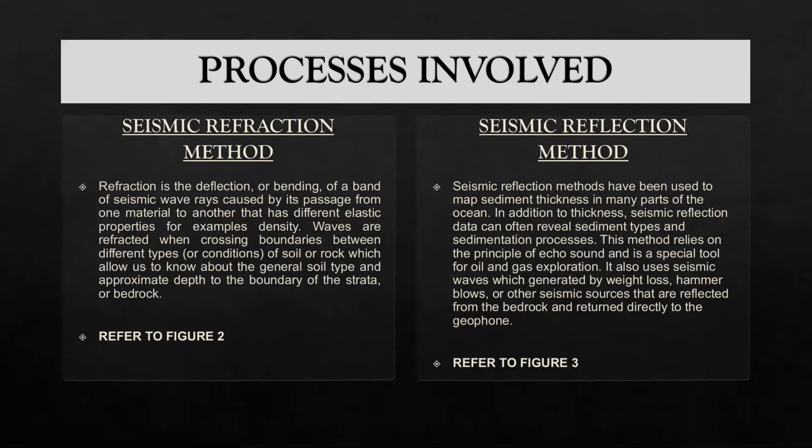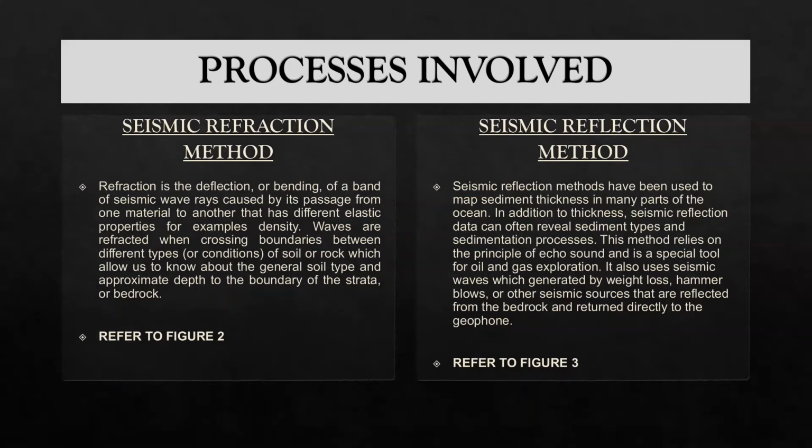The process involved to obtain data on petroleum and the condition of the rocks mechanics are: first is seismic refraction method. Refraction is the deflection or bending of seismic waves caused by its passage from one material to another that has different elastic properties, for example, density. Waves are refracted when crossing boundaries between different types or conditions of soil or rock, which allows us to know about the general soil type and approximate depth to the boundary of the strata or bedrock.